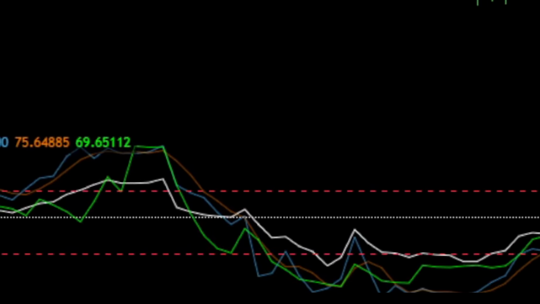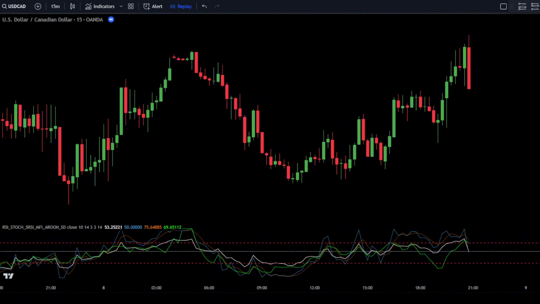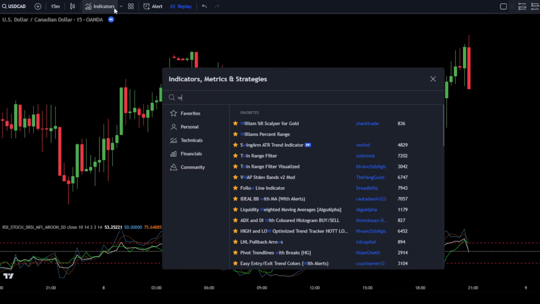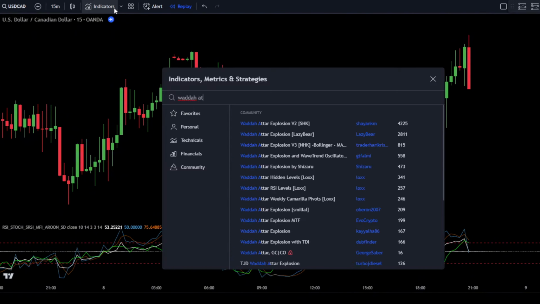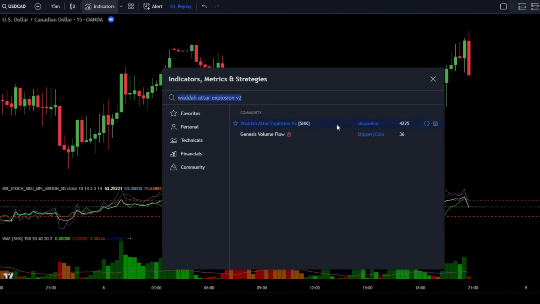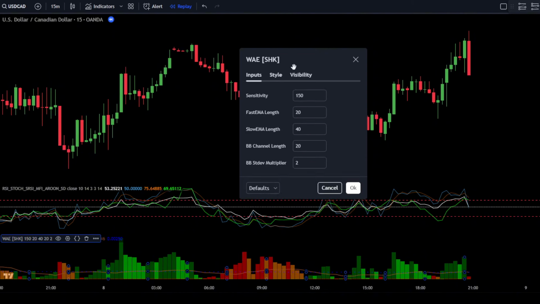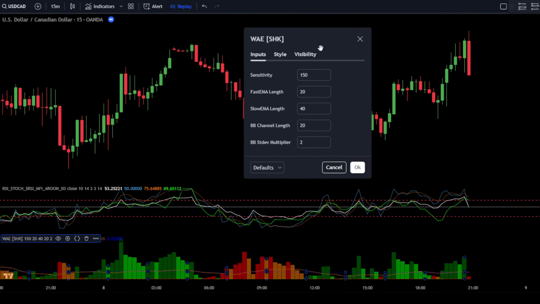Now, let's add the second indicator that will be used as a signal filter in the market. Go to the Indicator Search tab and type in Waddah Attar Explosion V2. Then, select the Waddah Attar Explosion V2 indicator by Scalping. Next, configure the Waddah Attar Explosion indicator. In the Inputs tab, leave the indicator settings at their default values.